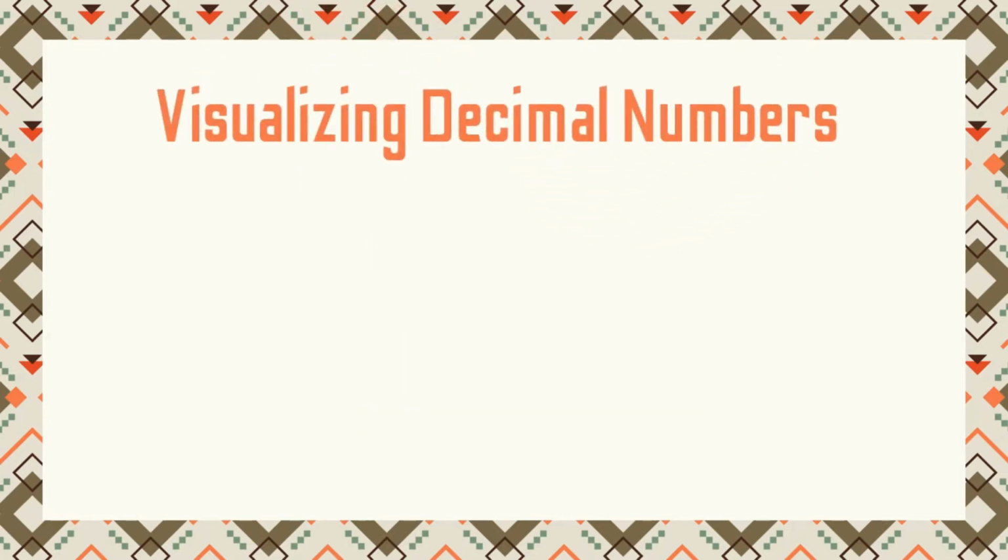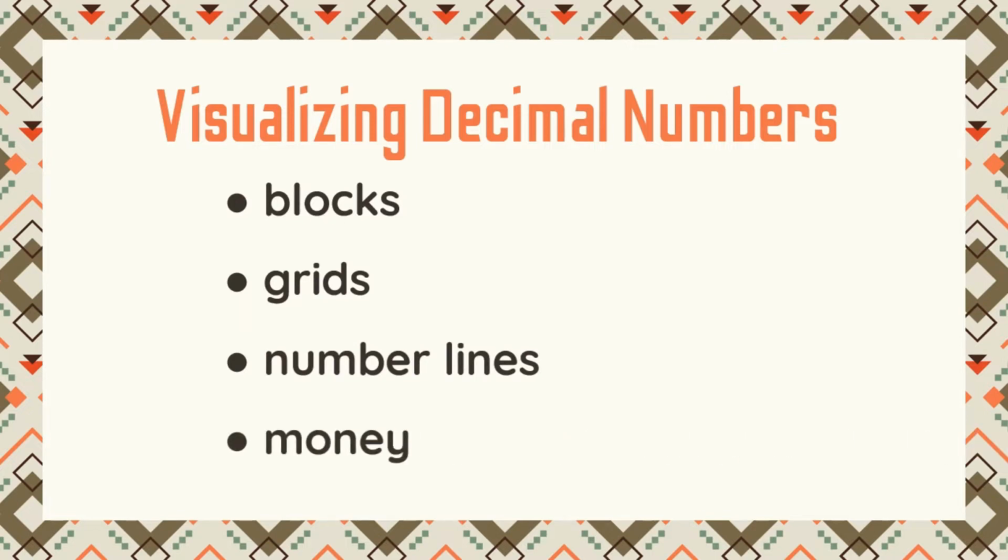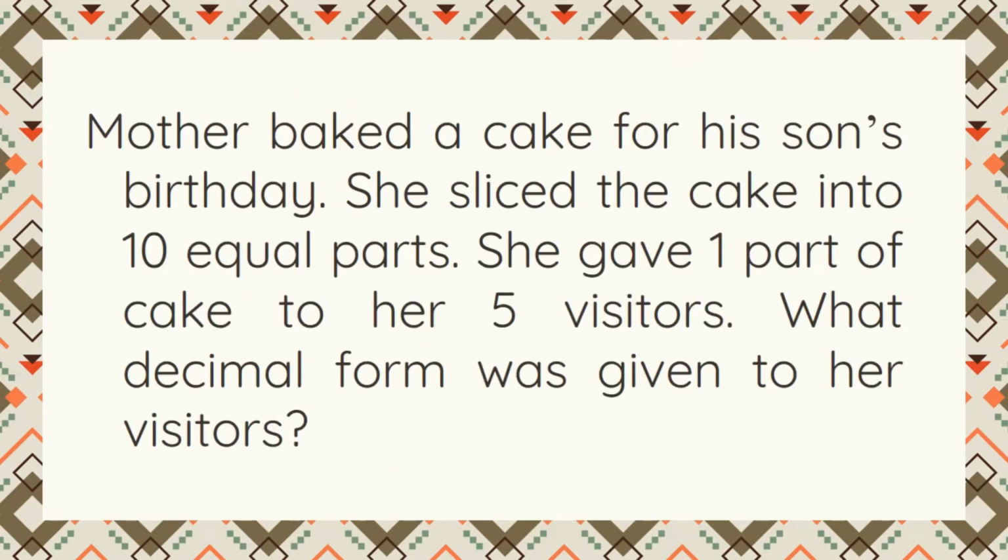In visualizing decimal numbers, we can use blocks, grids, number lines, and money. Let's have this problem as an example. Mother baked a cake for her son's birthday. She sliced the cake into 10 equal parts. She gave one part of the cake to each of her 5 visitors. What decimal form was given to her visitors?